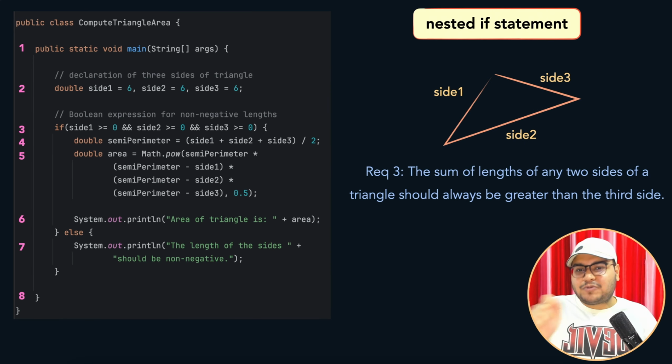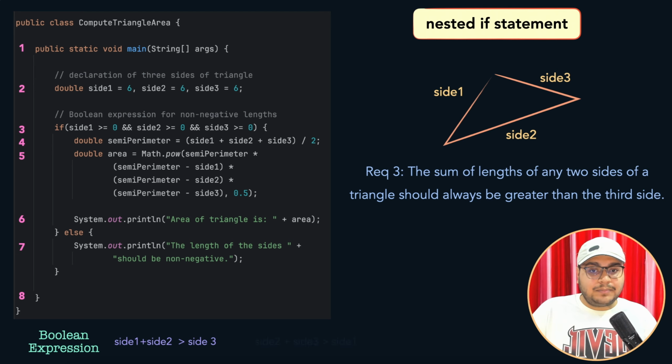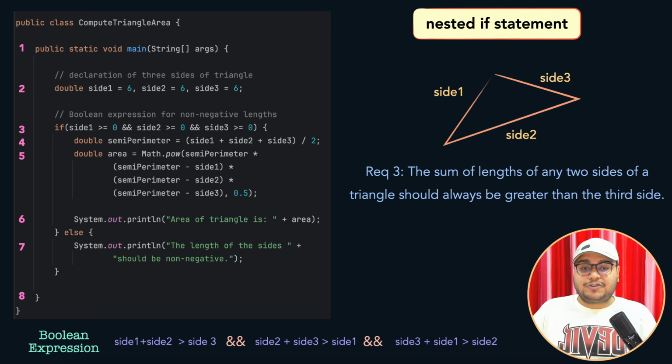Let's bring this concept back to our compute area program. Now we are adding another important validation rule. The sum of any two sides of a triangle must always be greater than the third side, a classic rule from trigonometry. To implement this in code, we create a Boolean expression. Side 1 plus side 2 should be greater than side 3. Side 2 plus side 3 should be greater than side 1. Side 3 plus side 1 should be greater than side 2. Basically all possible combinations. And we combine all three conditions with a logical AND, since all of them need to hold true before we evaluate the area.